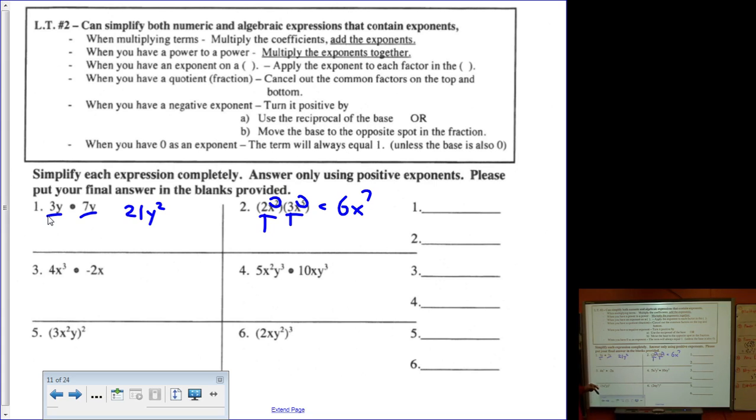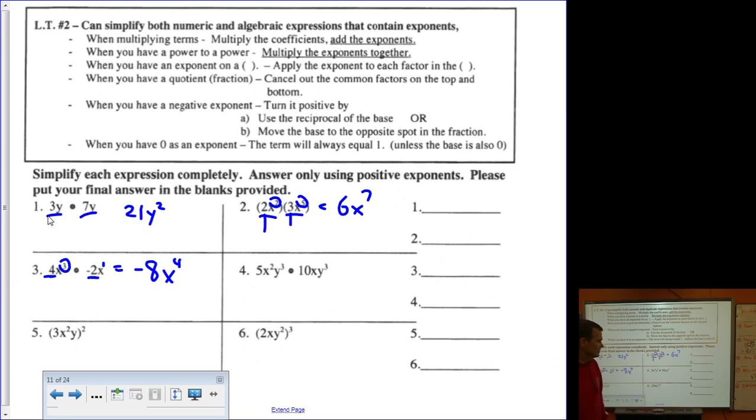Number 3, another multiplying problem, so I'm going to multiply the coefficients. 4 times negative 2 is negative 8, but I'm going to add the x's, 3x's, and remember there's a 1 here, one more x, that is 4x's multiplied together.